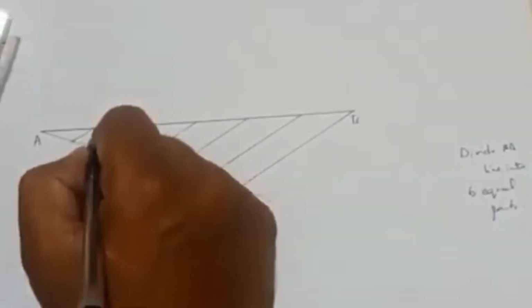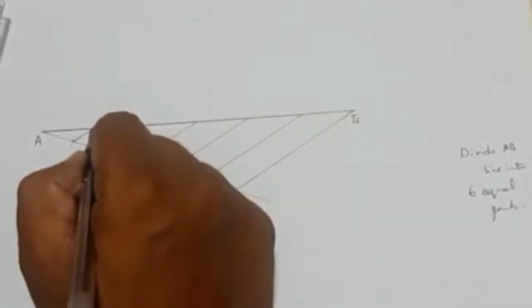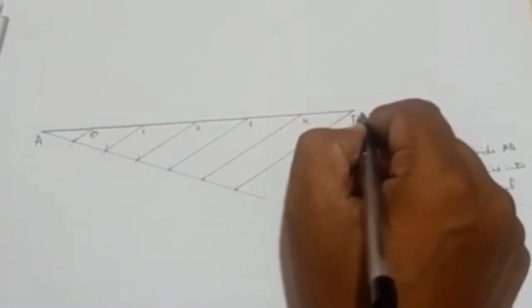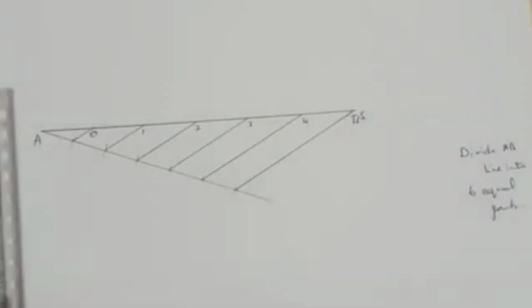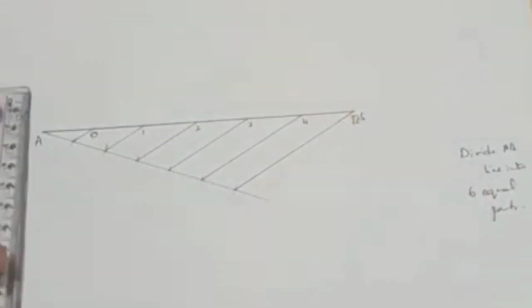Okay, now we can mark this as 0, 1, 2, 3, 4, 5. So totally it is 6 meter. 1, 2, 3, 4, 5. Okay, so now I'll be constructing a vertical height of 1 centimeter.